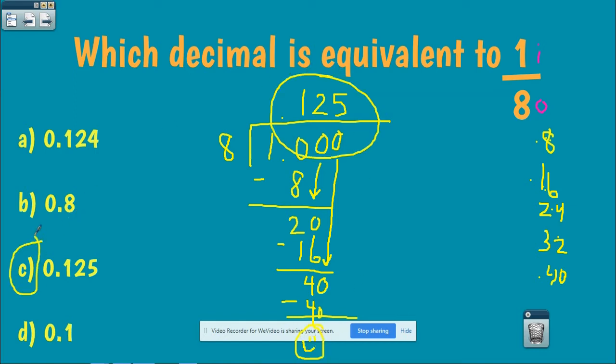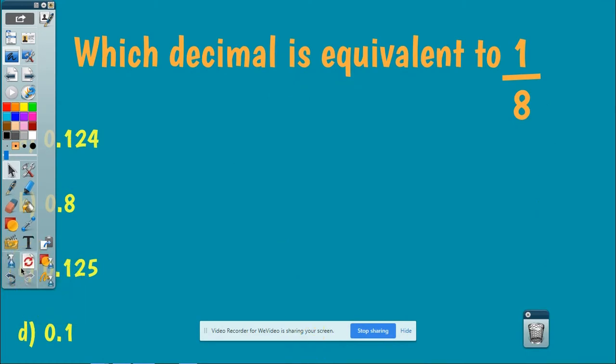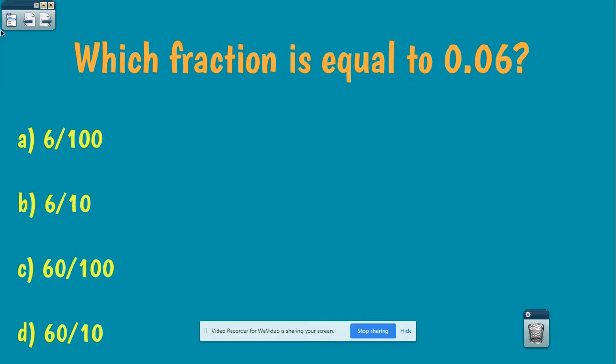So your answer was C. Again, if you just watched me do all that division and you were like, ugh, this is the worst, you could have had 1/8 memorized as 0.125. All right, next up, which fraction is equivalent to 0.06?